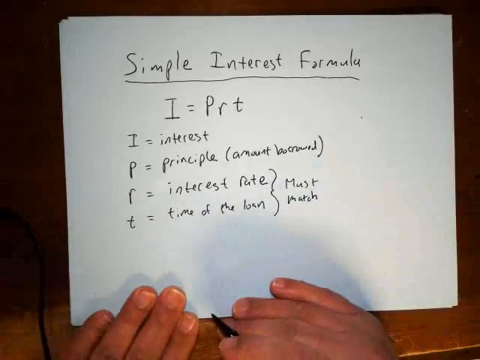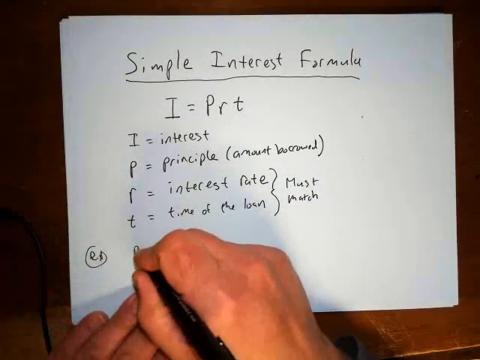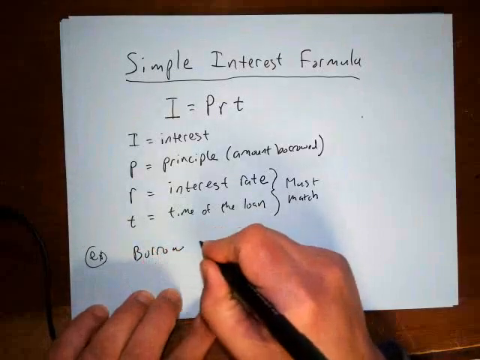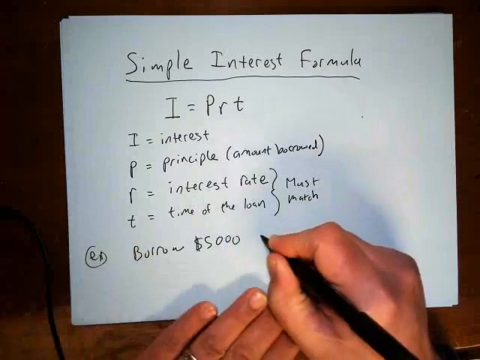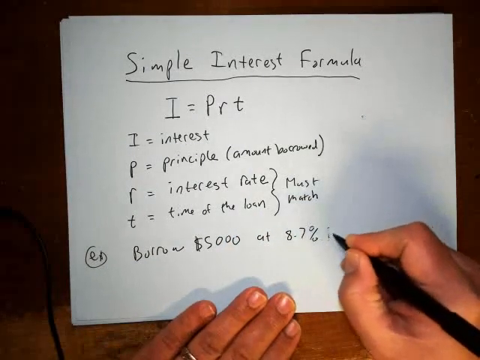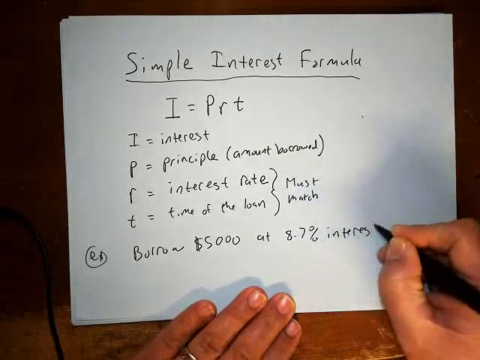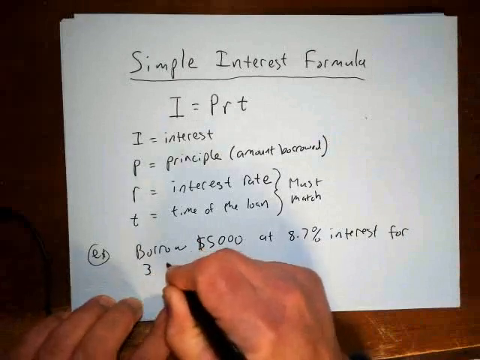So let me show you how the formula works then. Let's do an example. So let's say I borrow, we'll say $5,000 at, let's say 8.7% interest. And we'll say I do this for 3 years.